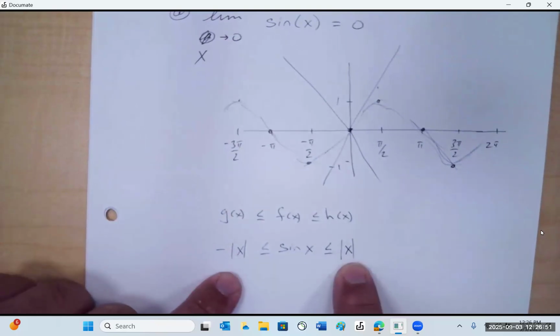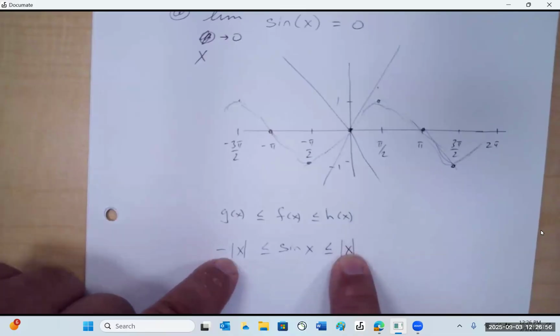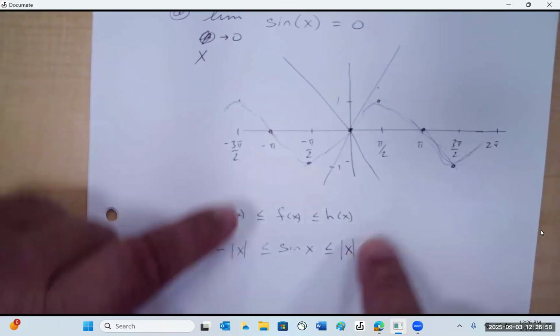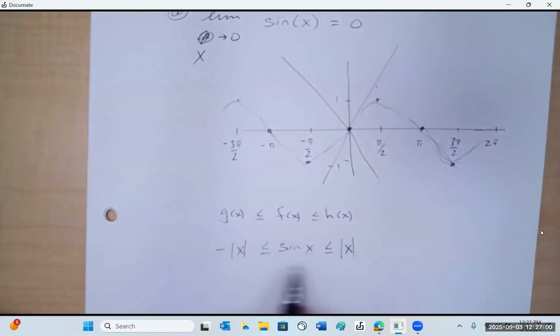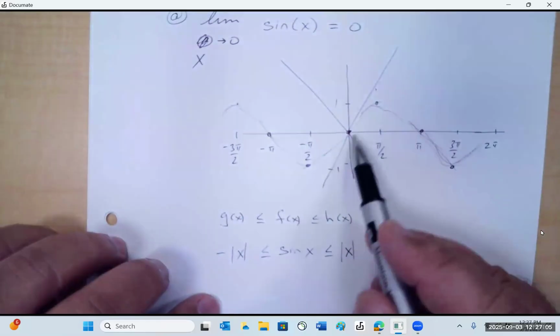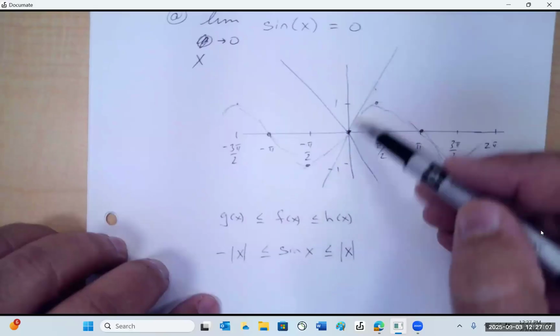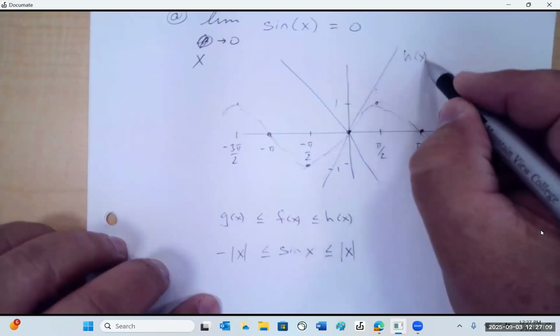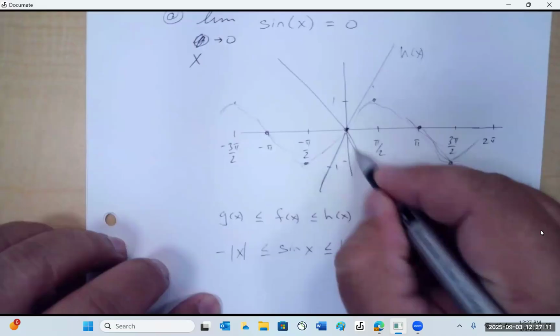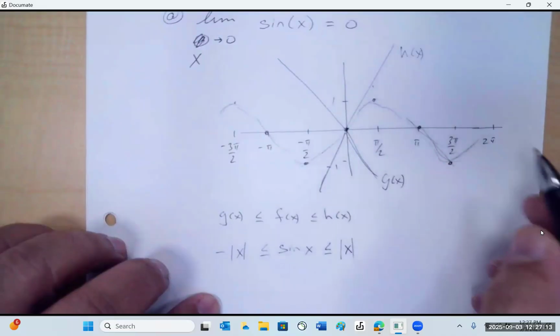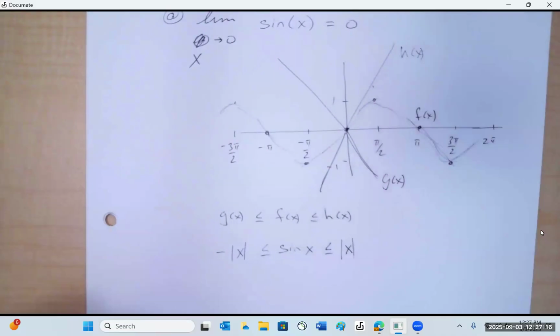So these two: one's bigger than sine at all times, one's less than it at all times. Since sine is between them at all points, for every x value the sine function is lower than h of x but greater than g of x. It satisfies our condition. What happens as x approaches 0?